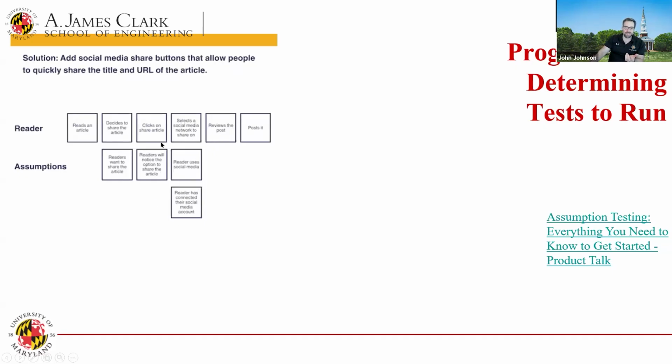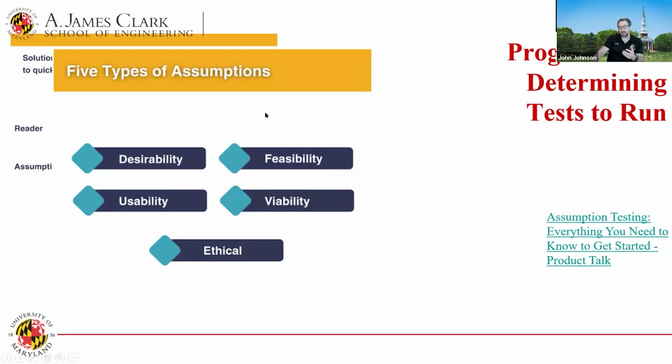So all these assumptions exist underneath what would be a normal, well, I know how to implement that. We'll put in a button where they can share this article on a social media network, and then people can review it and post it. And these underlying assumptions need to be tested though. So what we need to look for is: is this something that somebody would want? Is it feasible? Is it usable? Does it work for us? Is it ethical to do it? Will it get us into trouble and create more risk?